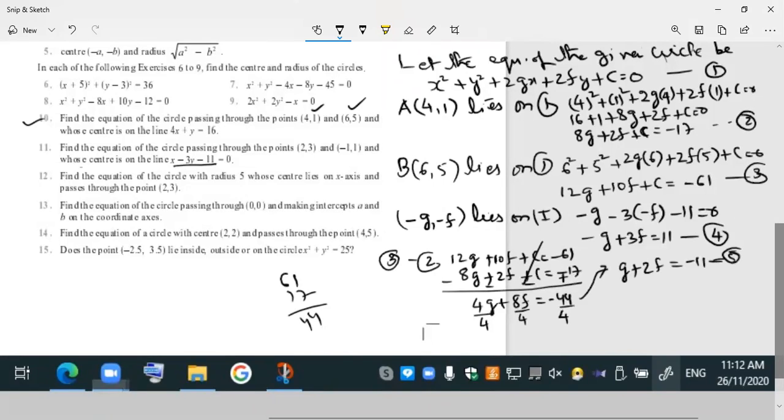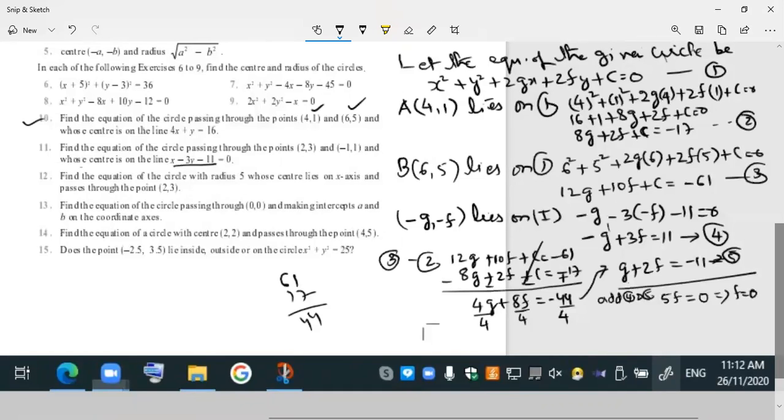So this is equation number 4, and this is equation number 5. Now solve 4 and 5 to get the value of G. You can subtract directly or add. This is minus G, so we can add. Just check if the signs are different, then we can add them. So add the 4th and 5th equations. G and G will cancel. 3F plus 2F is 5F, and minus 11 plus 11 is 0. So F is equal to 0.